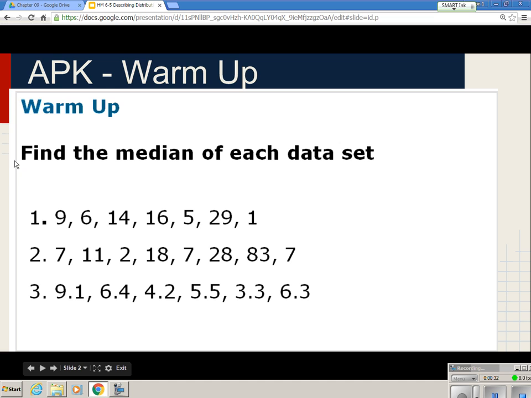And here is your warm-up. I want you to find the median of each data set. So remember, that's the middle number. You got to reorganize them all and then give me the answer.